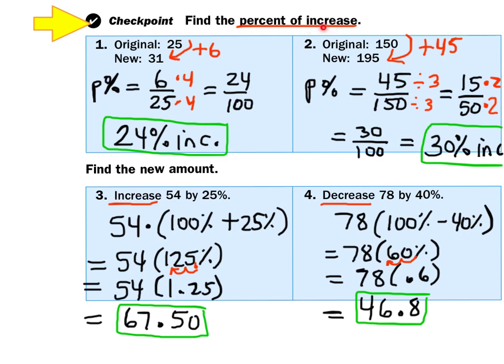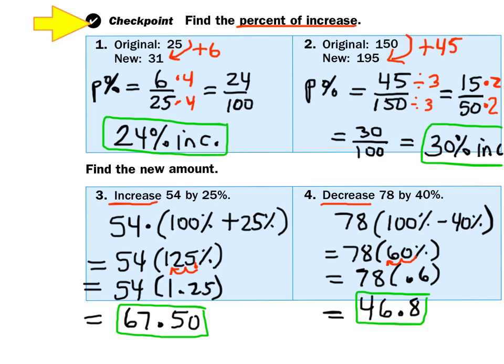Okay, so let's find the percent of increase. So the percent of increase means we want to take the change over the original. And I showed you it changed, it went up 6, so I put 6 over the original 25. And this is a zippy. It's easy to make the denominator become 100. We would just multiply by 4, so we multiply by 4 up here and get 24 over 100. So this is a 24% increase.